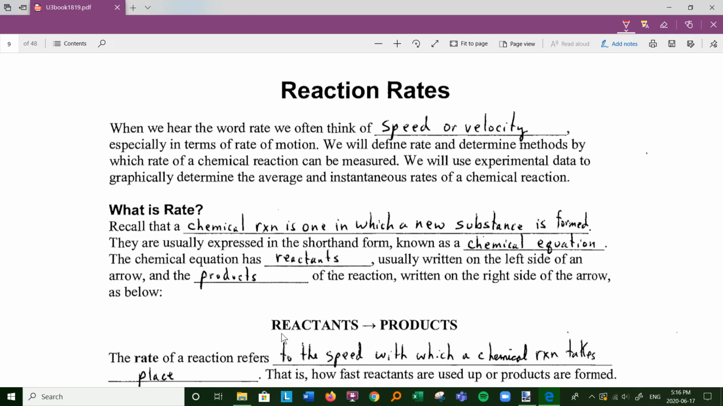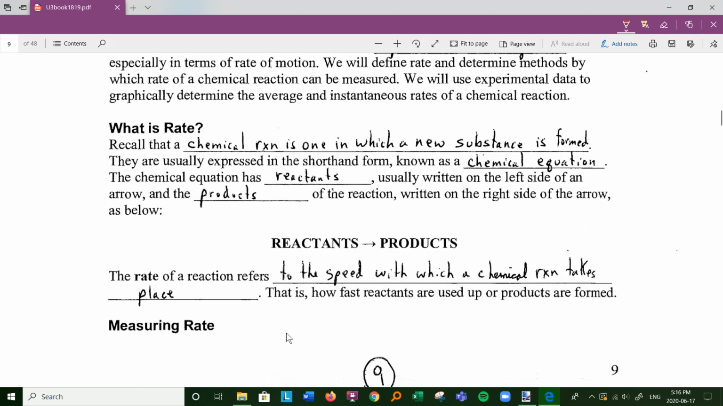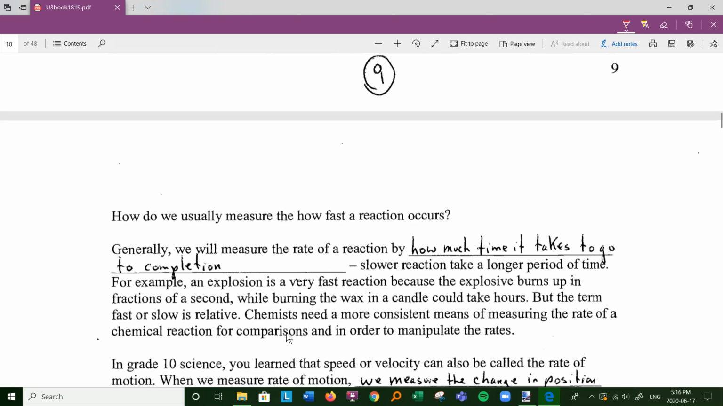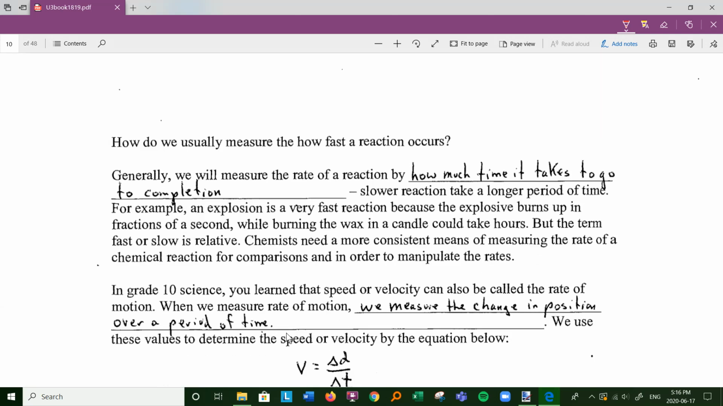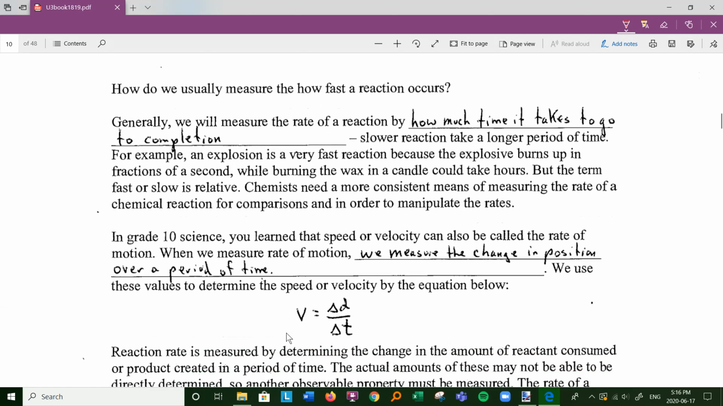When we hear the word rate, we think of speed or velocity in terms of rate of motion. We're not going to read everything here. What's rate? Chemical reactions are when a new substance is formed. You have reactants on the left, products on the right. You have a chemical reaction. The rate of reaction refers to the speed with which a chemical reaction takes place. Okay, we can measure rate by seeing how long it takes for it to come to completion, not conclusion.